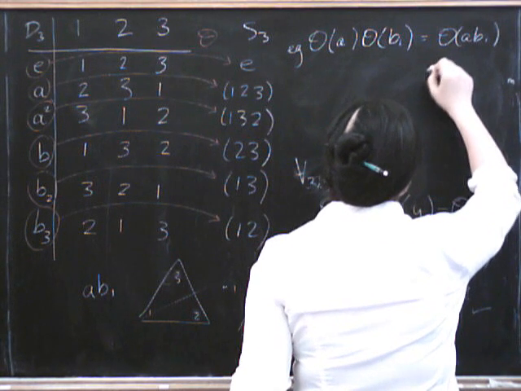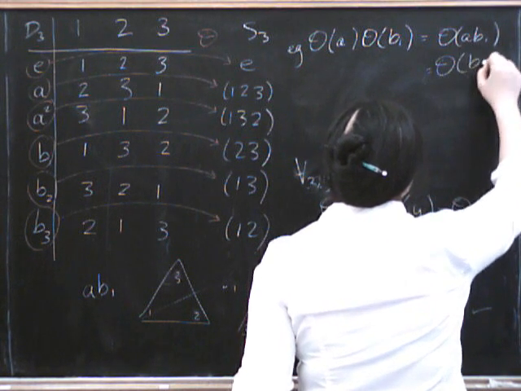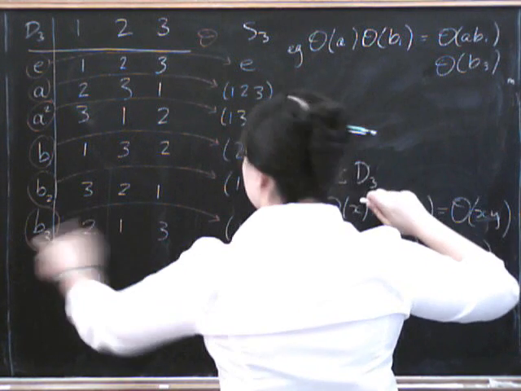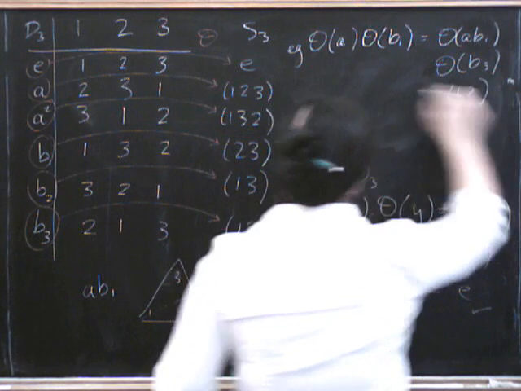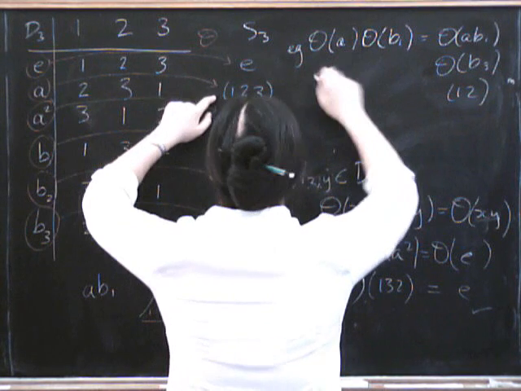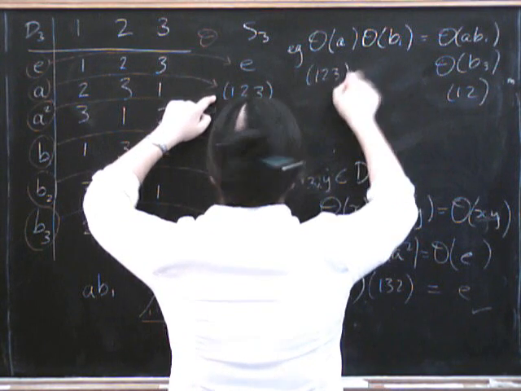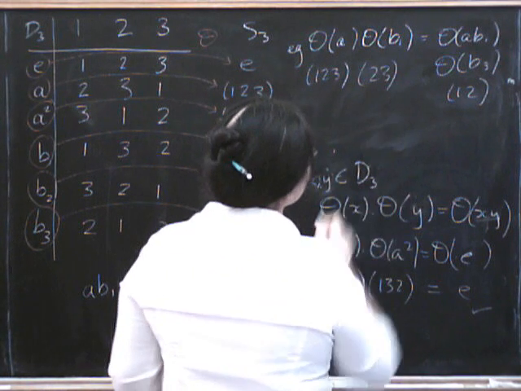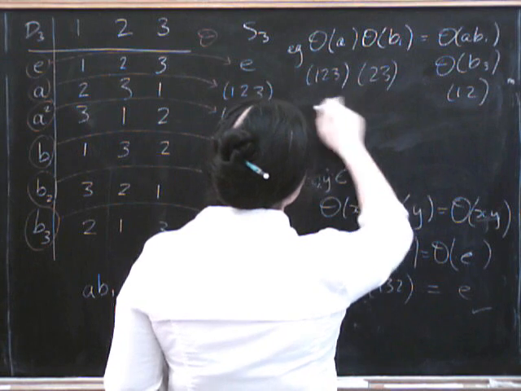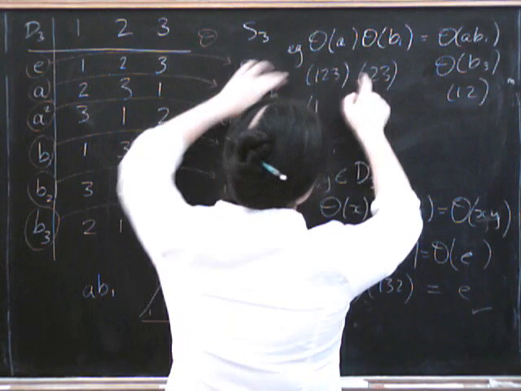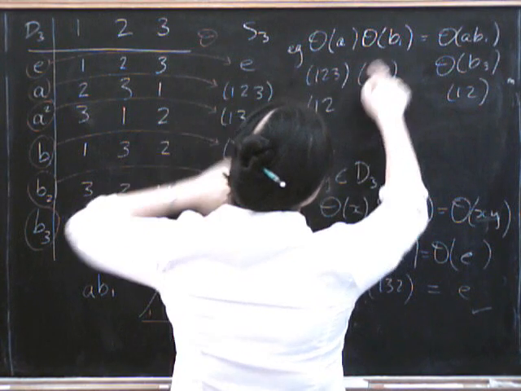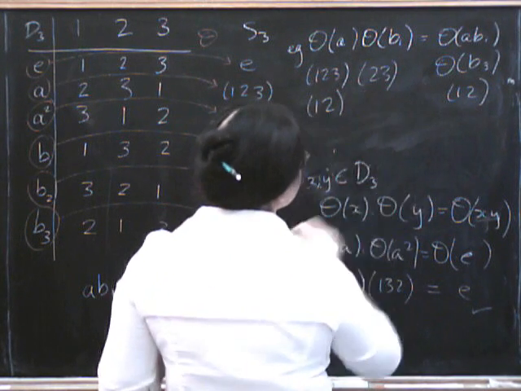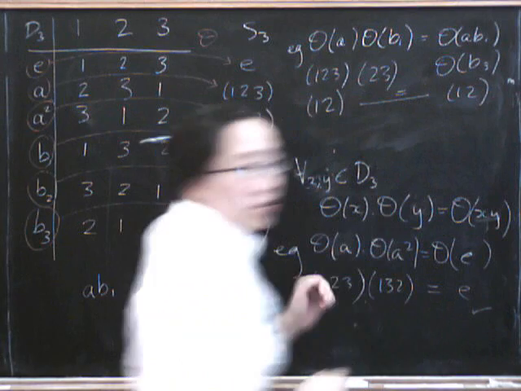So we're trying to get this to equal theta of B3, right? And theta of B3 is (1 2). What about over here? Theta of A is (1 2 3), and theta of B1 is (2 3). And what's (1 2 3)(2 3)? Well, let's see. 1 goes to 2, 2 goes to 3, and then goes to 1. And 3 goes to 2, which then goes to 3. So indeed, those two are equal.